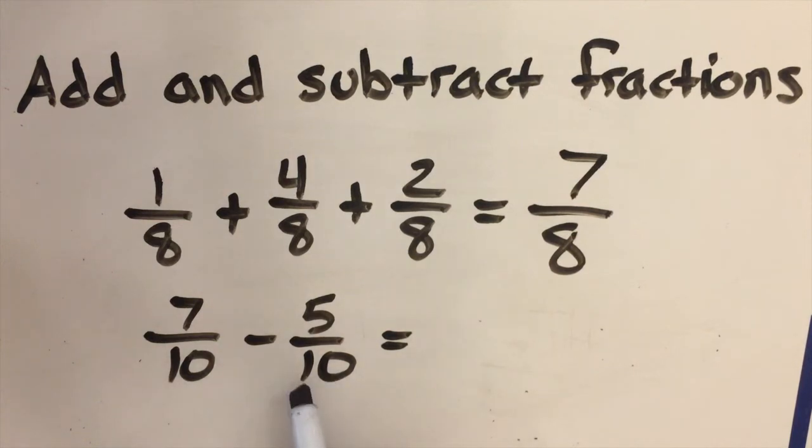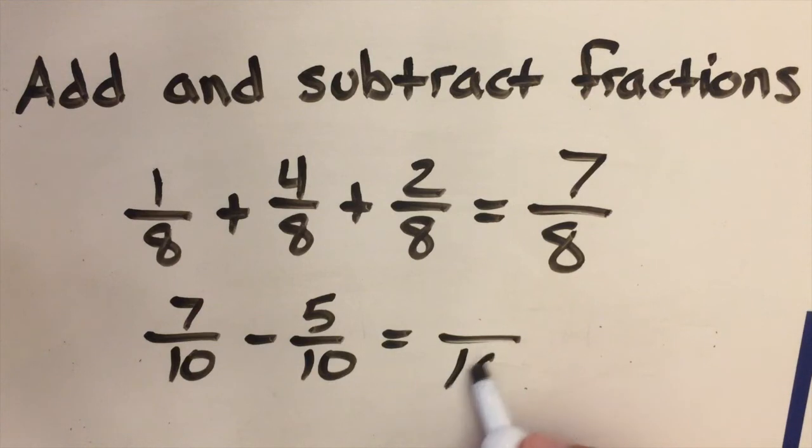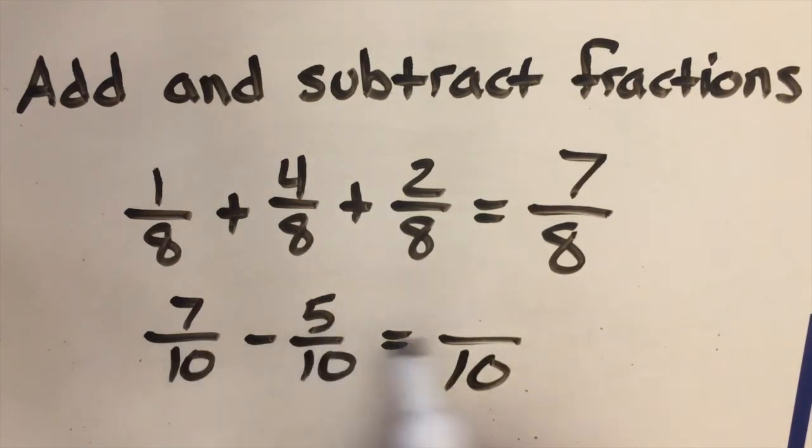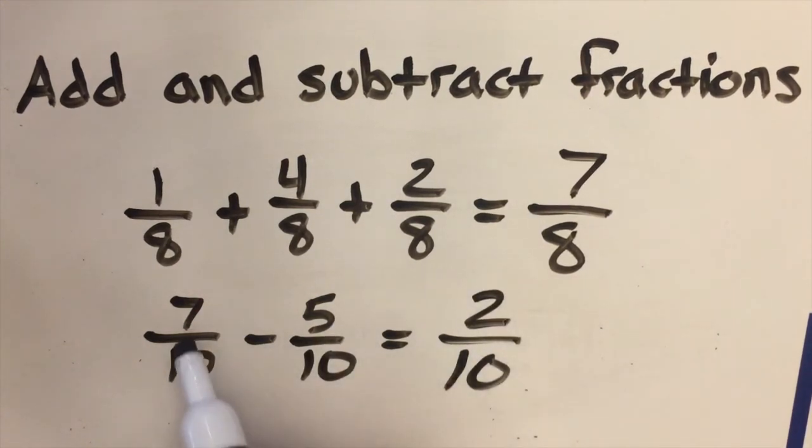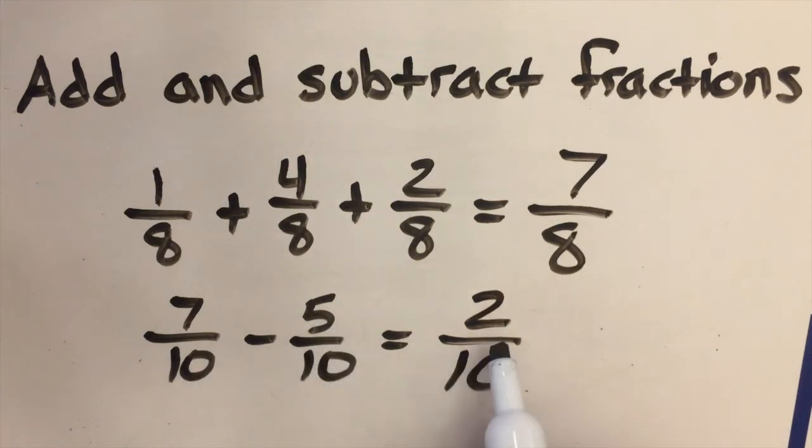When we're talking subtraction, again, the same thing applies. You leave your denominator. We got a 10. 7 minus 5 would be 2. So 7/10 minus 5/10 would be 2/10.